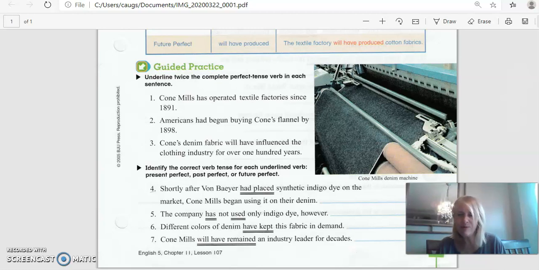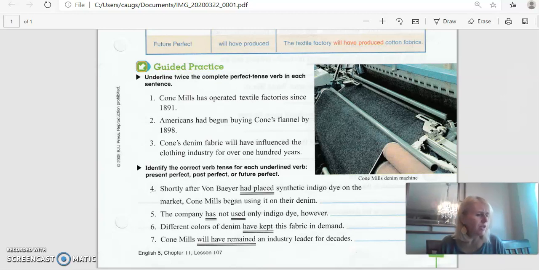Does anybody remember if it's past perfect, present perfect, or future perfect, if it has the word has? That's correct. Has operated is the answer. You should underline it 2 times. And has operated means that it's present perfect, that it's happening now.